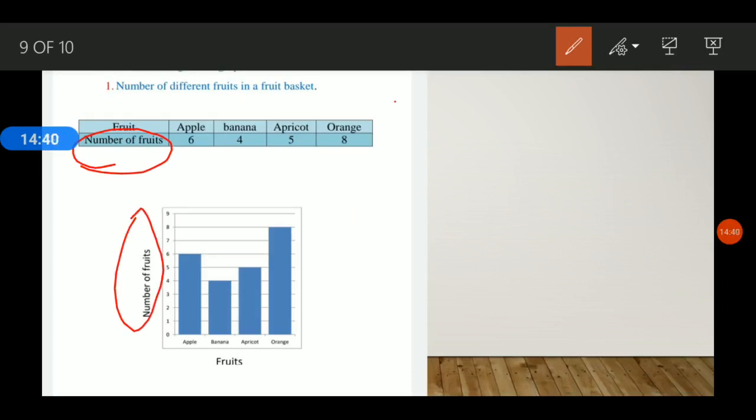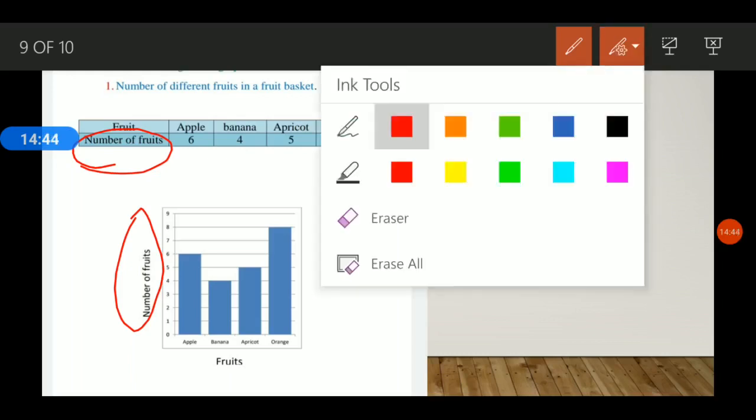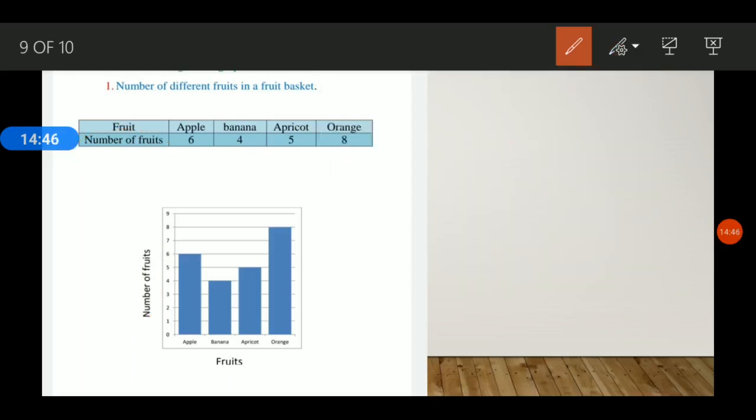Now mark the labels on the horizontal axis. On the horizontal axis we will mark the labels, and the labels are fruit, apple, banana, apricot, orange. So here first we will write fruits and the labels apple, banana, apricot, oranges. These we will write at equal distance. Understood? Now the fifth step is draw columns of the same width according to the data.